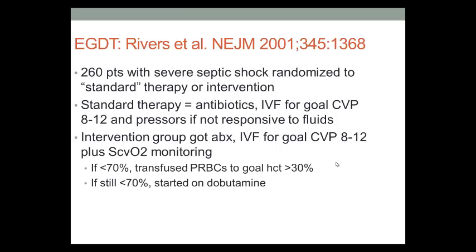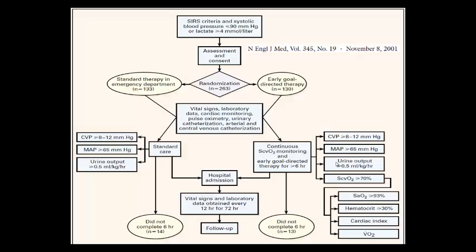If it was less than 70, they got packed red blood cells to a hemoglobin of 10, and if it was still less than 70, they were started on dobutamine. That was the intervention. And that's just the breakdown as you can see it here. They got all the things that they were supposed to get.